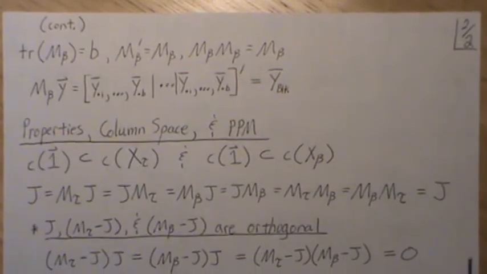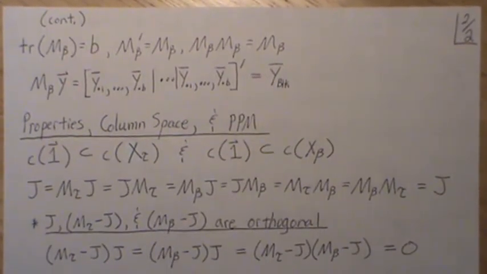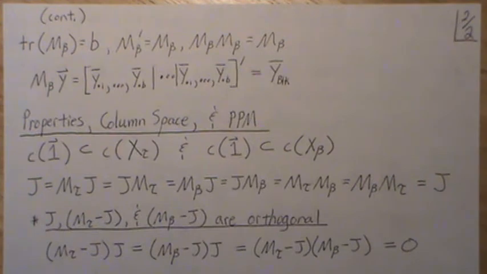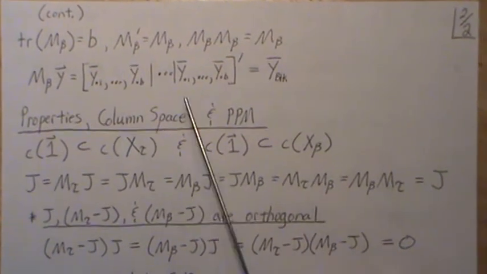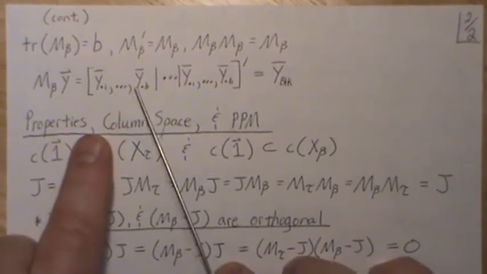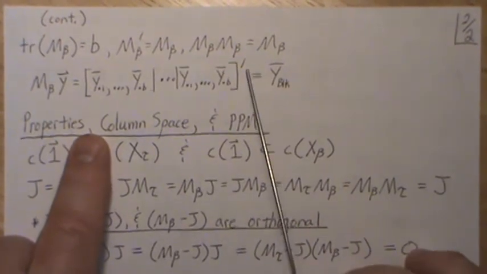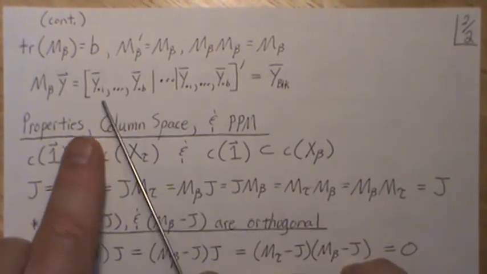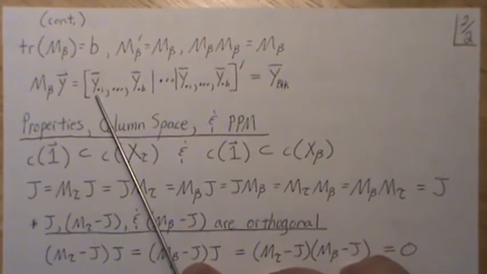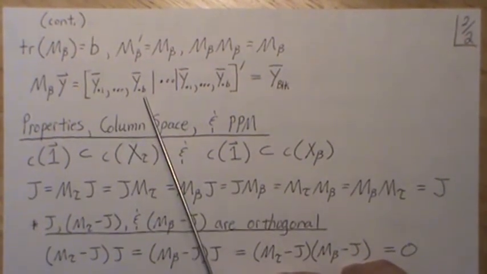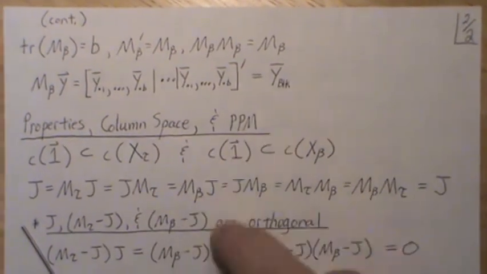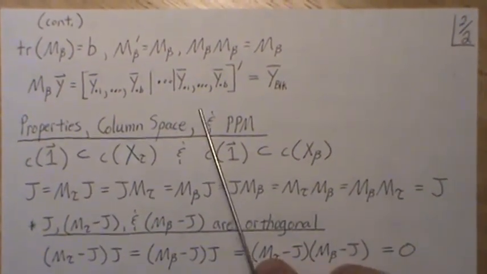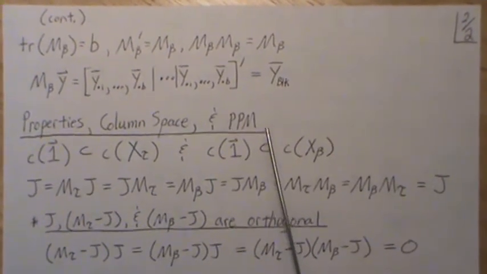So the trace of M beta is B, and since it's a perpendicular projection matrix, it's symmetric, it's idempotent, and the block mean vector has this structure. Now normally I think of it as a column vector, but to save real estate, I transposed it. So block 1 mean, block 2 mean, all the way to block B mean, and then that repeats A times. And that's the structure of the block mean vector.